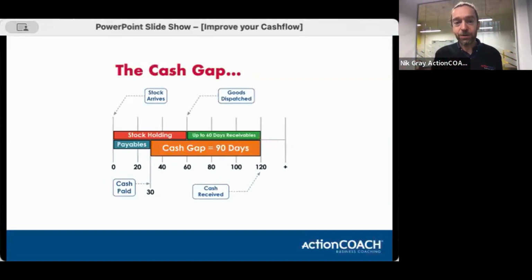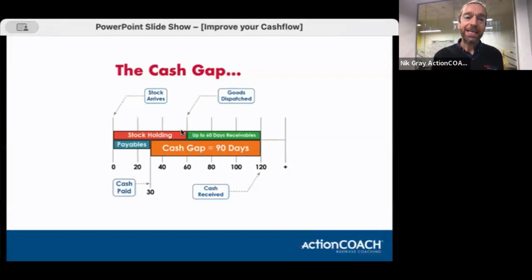So in this instance, we're looking at an example where they're holding some stock. They buy their stock on day 0 on the left-hand side here. They're holding that for up to 60 days before they either ship it out or it's made into something where people buy it from them. After 30 days, see it says payables, we have to pay cash for that stock, but we've got nothing back for it yet.